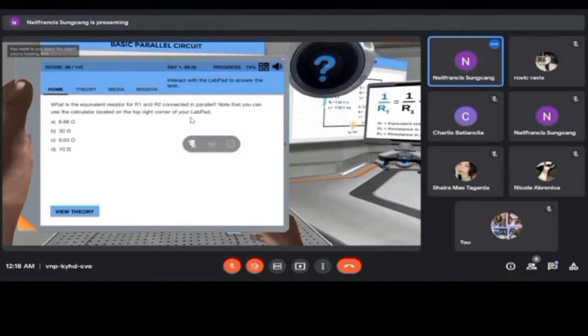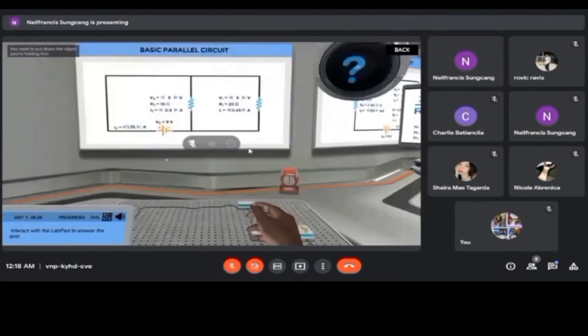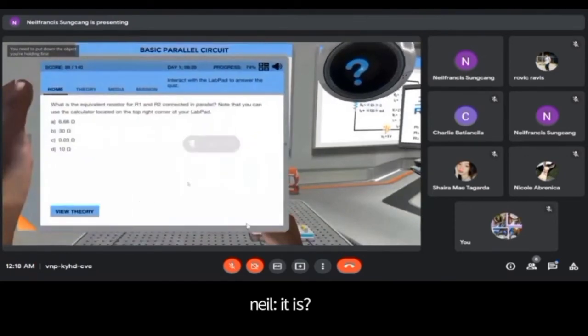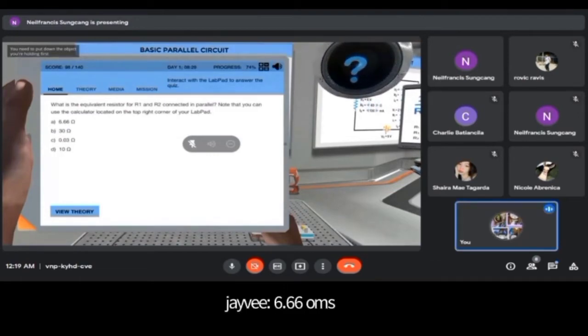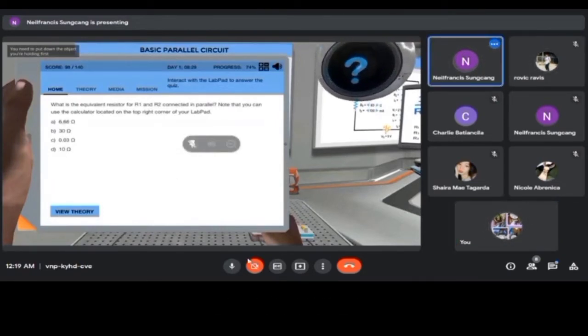Saan yung formula? Ito? 6.66 ata sagot. 6.66 ohms. Letter A. Sige. A.